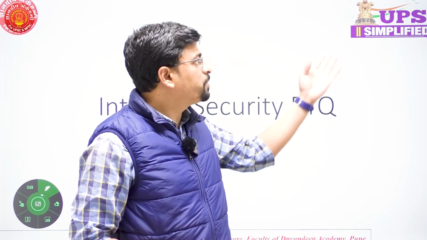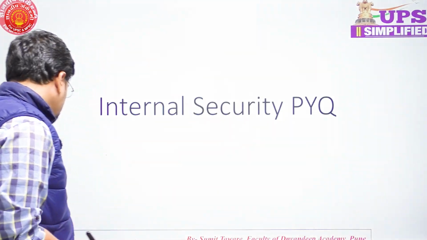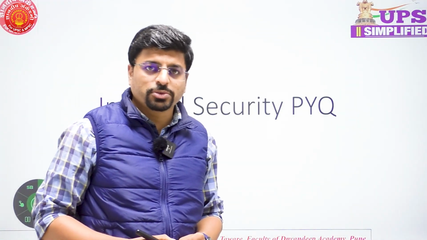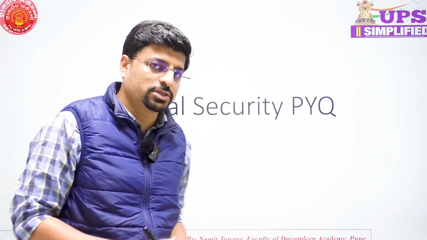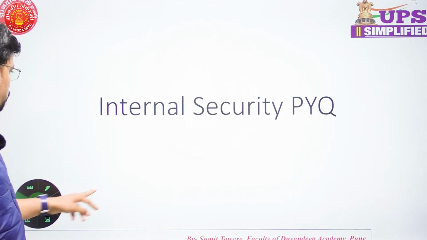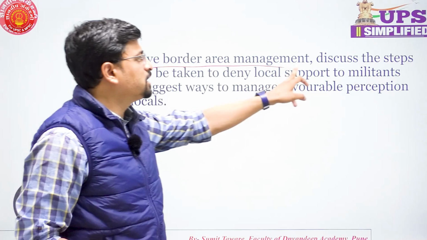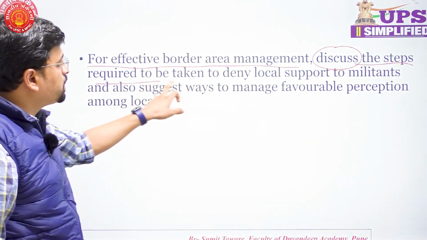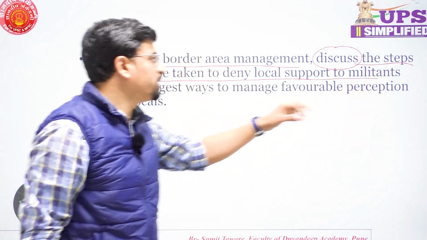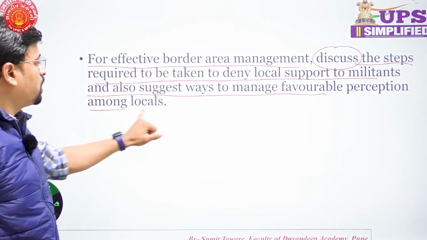We have started our UPSC Simplified series, under which we are discussing UPSC's PYQs on a daily basis. So today we are going to discuss one of the internal security questions from the previous year questions asked by the UPSC. So we will see the question first. For effective border area management, discuss the steps required to be taken to deny local support to militants and also suggest ways to manage favorable perception among locals.